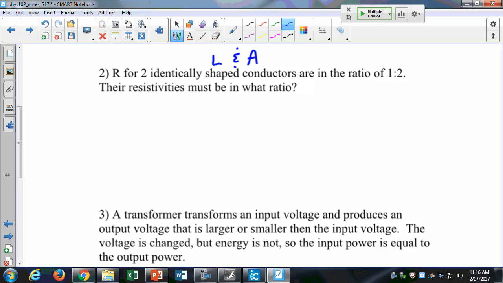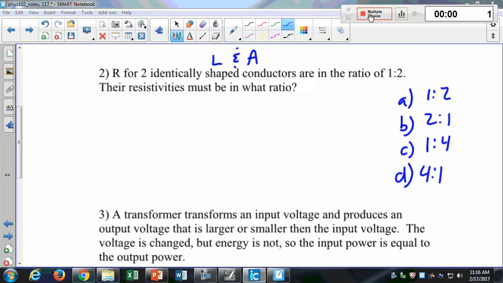Well, let's do it as a clicker question. So A or B, is it 1 to 2 or is it 2 to 1? Or C or D, is it 1 to 4 or is it 4 to 1? MCAT, standardized tests in general really like these ratio problems, so it's useful to be able to think about them. Resistivity must be in what ratio in this case?